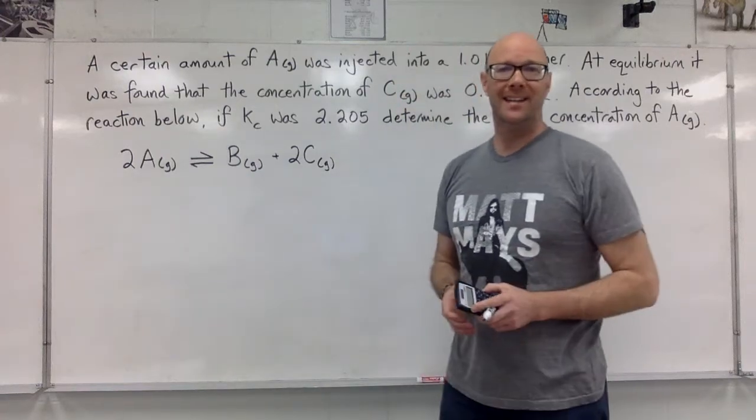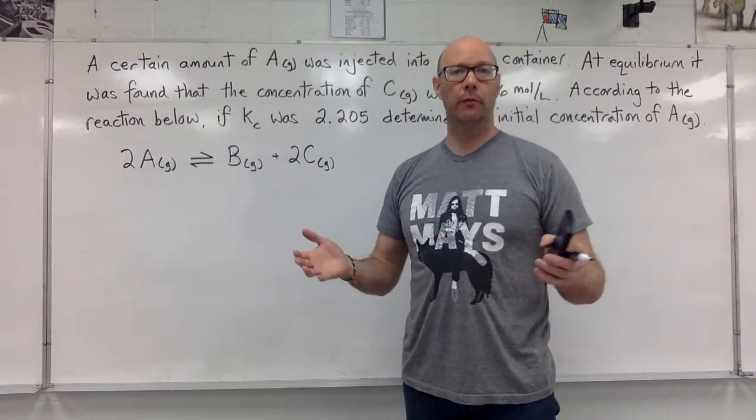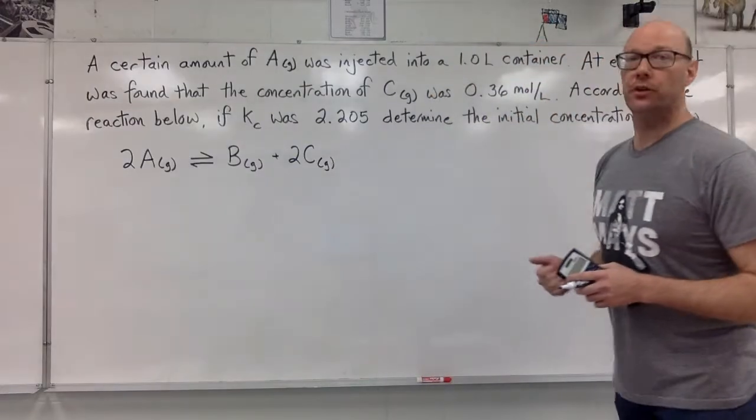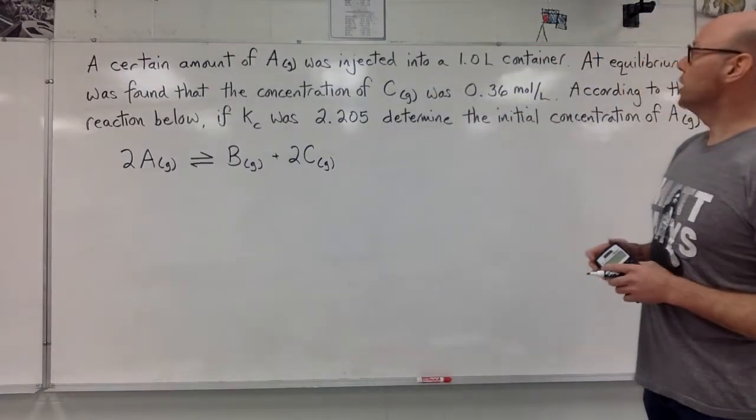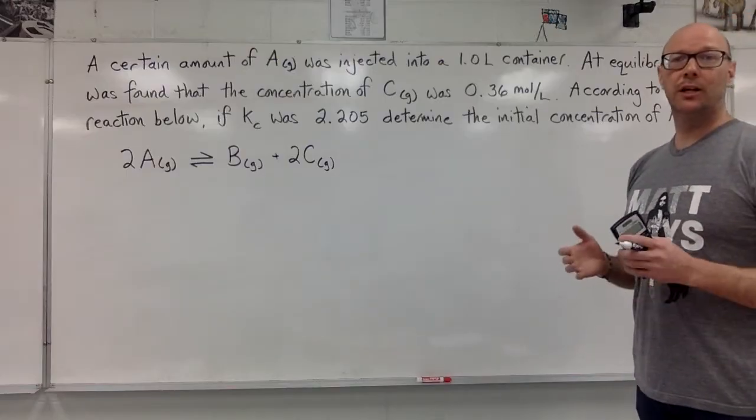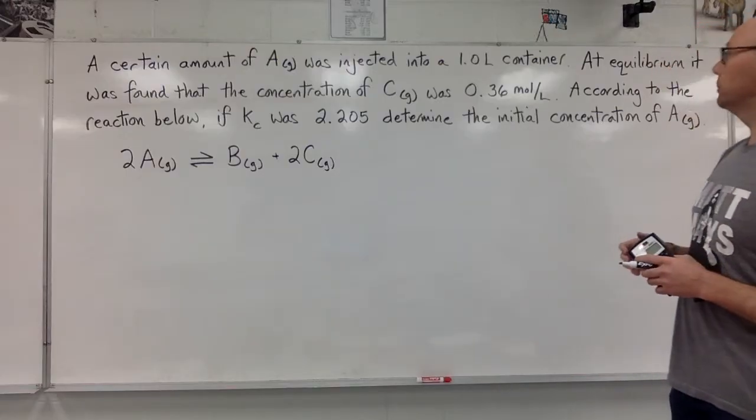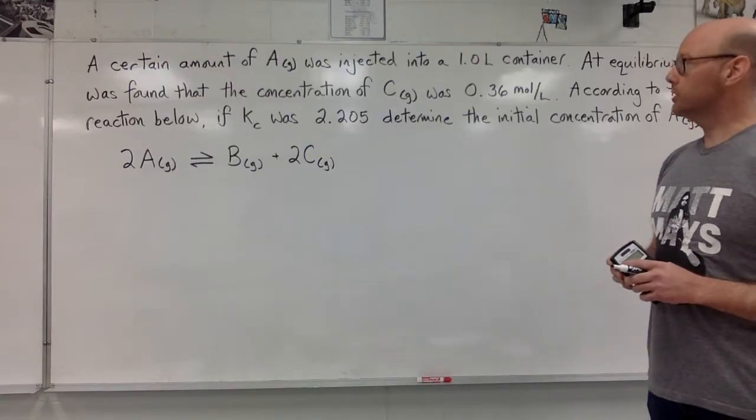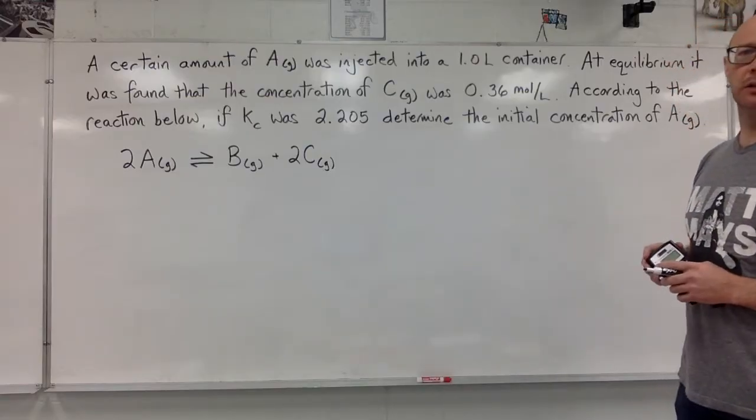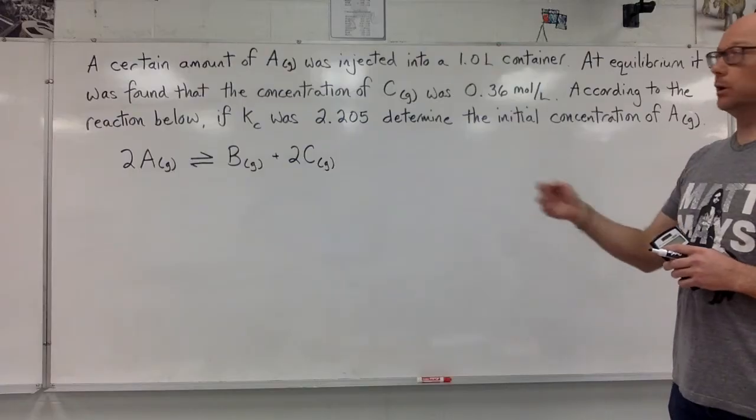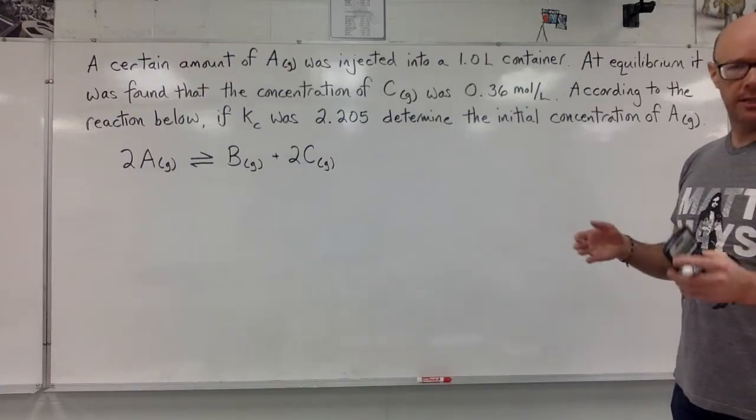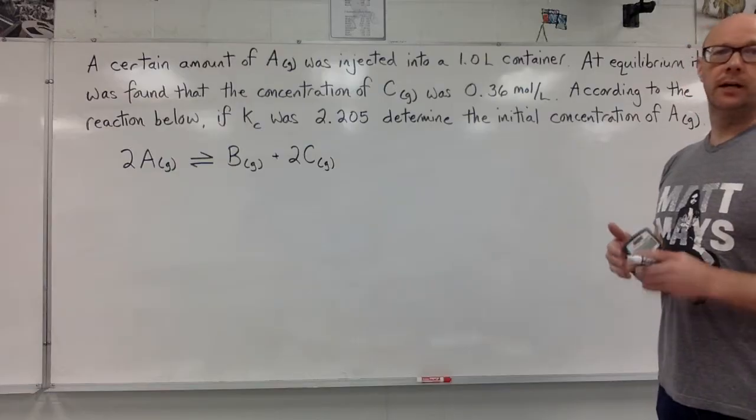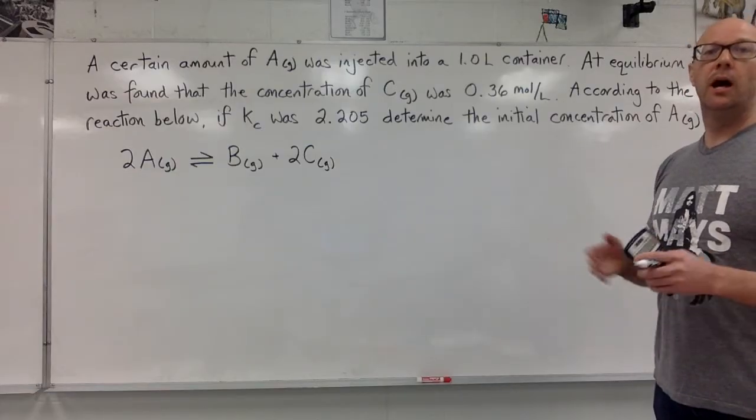Hi everyone. Today, an example of what I call a reverse icebox question. Here we go. A certain amount of A was injected into a 1.0 liter container. At equilibrium, it was found that the concentration of chemical C was 0.36 moles per liter. According to the reaction below, if Kc, the equilibrium constant, was 2.205, determine the initial concentration of chemical A.